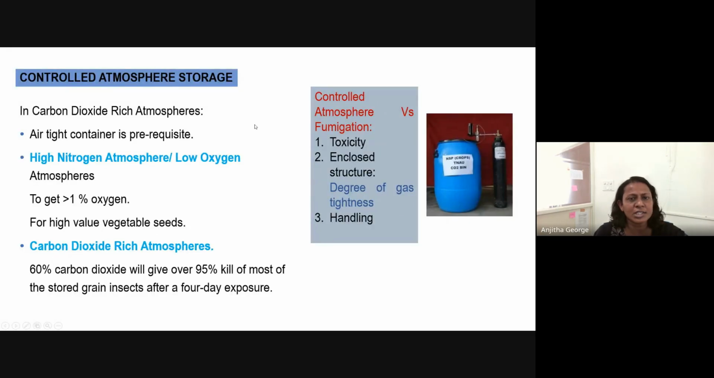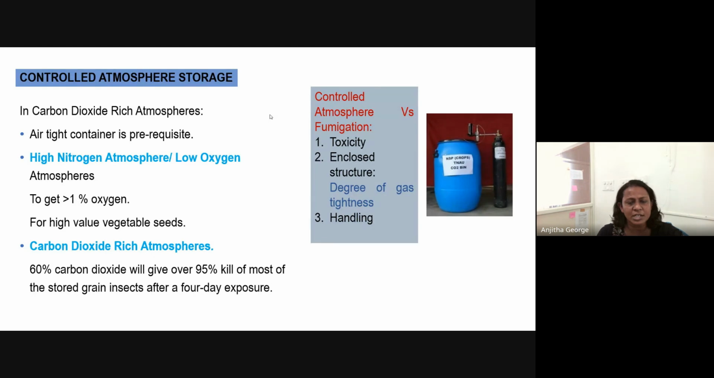Another technology that has been used is controlled atmospheric storage. The carbon dioxide concentration in normal air is about 0.03%, so we are using that principle. Here we use a higher concentration of carbon dioxide, or you can even use a higher nitrogen concentration.